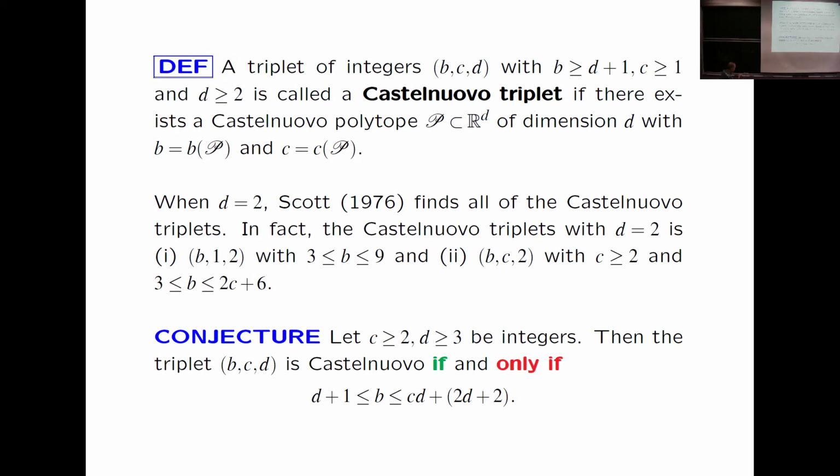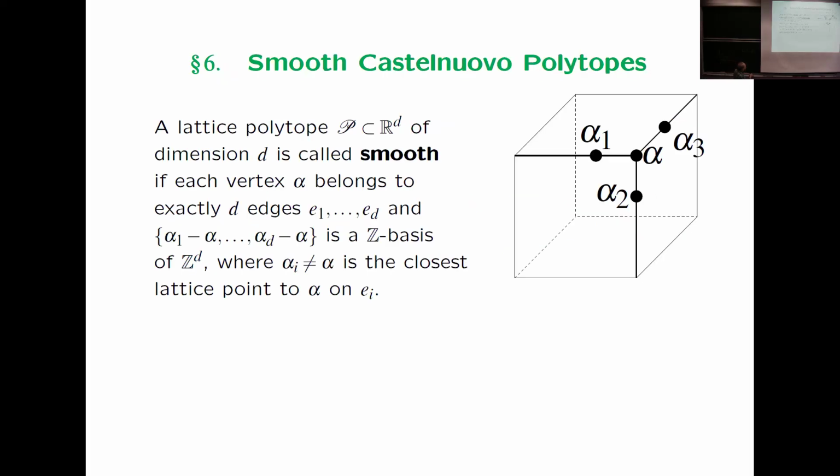The final topic is smooth Castelnuovo polytopes. A lattice polytope of dimension D is called smooth if each vertex belongs to exactly D edges. Each alpha i is the lattice point on the edge E i closest to alpha. And then alpha 1 minus alpha, up to alpha d minus alpha, form a Z-basis of Z^D. When this condition is satisfied, we call P a smooth polytope.